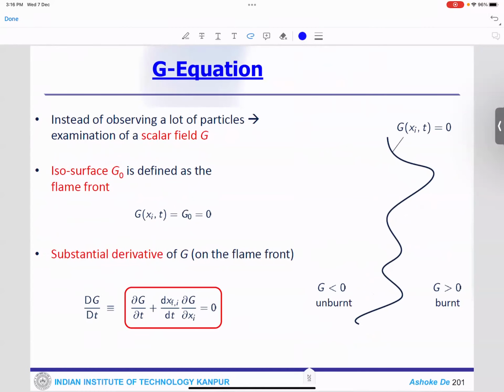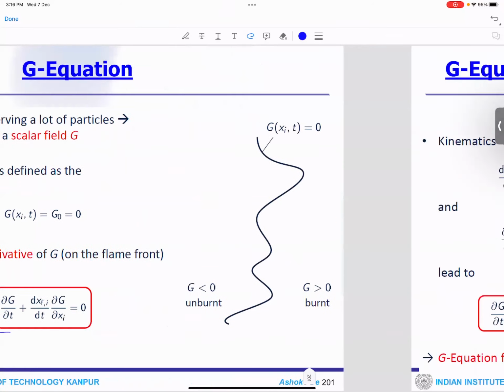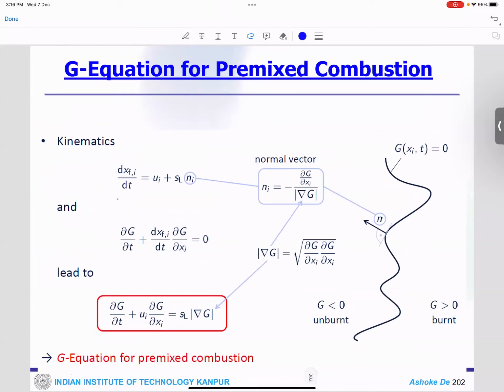To do that, you define the isosurface of the flame front, and then you have an equation for the isosurface. The way it is done is that on a particular flame front, the material derivative is going to be 0, and that is how the tracking takes place. This is how the kinematics is given for that flame front, and this is the condition which is going to be satisfied. Finally you get the G equation, which has an unsteady term, a convection term, and a right hand side source term, which is closed like that.